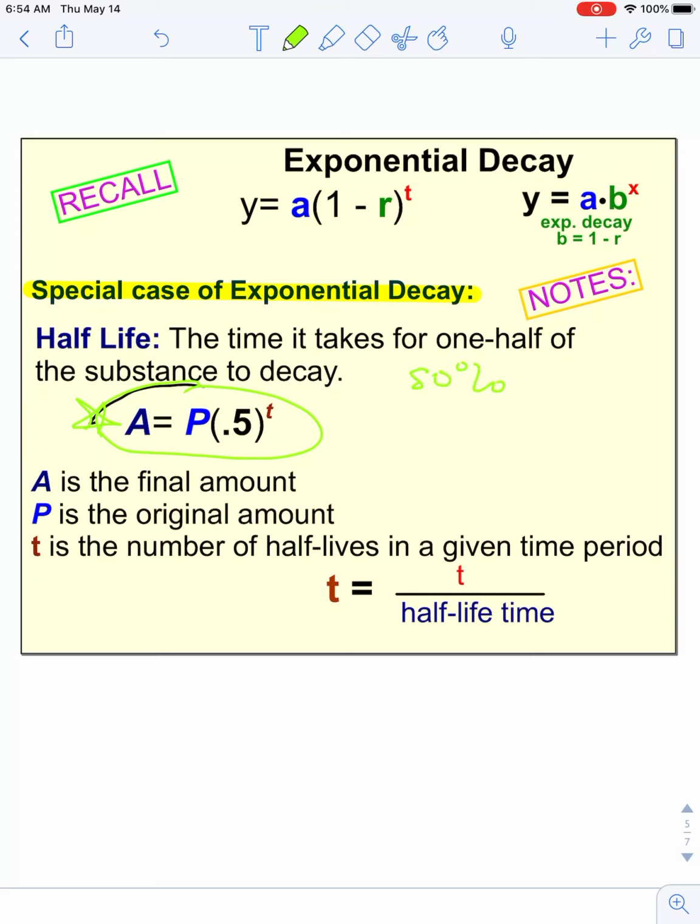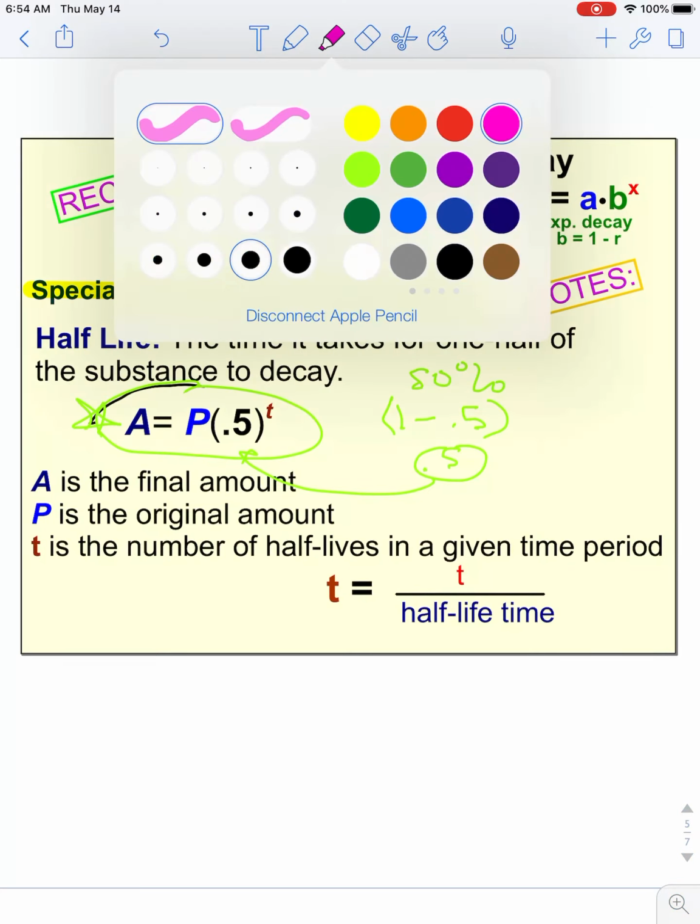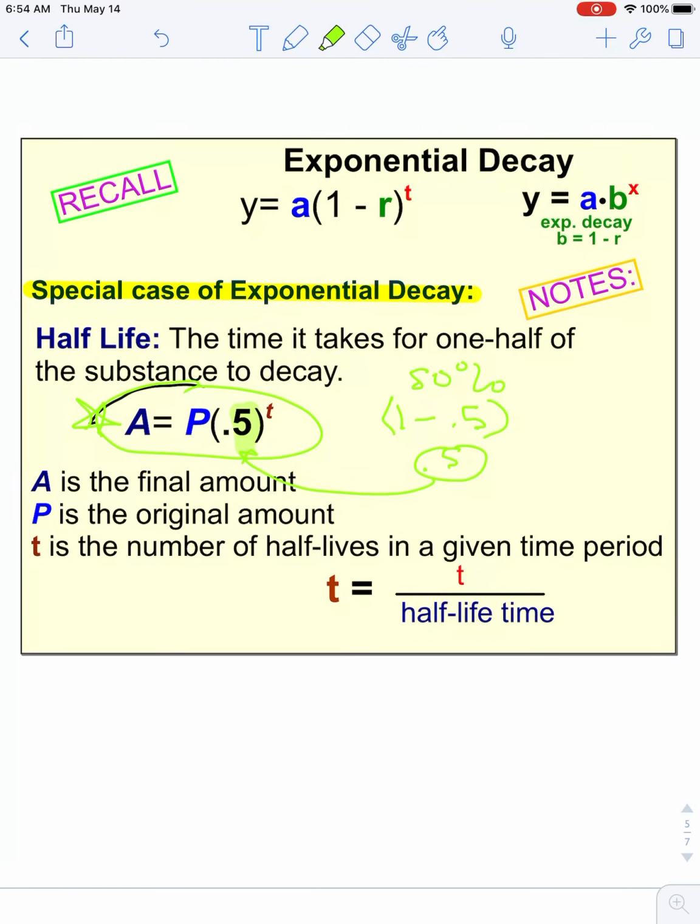So if we take our rate and put it in as 1 minus 0.5, that equals 0.5. So that's why we don't need to write that in all the time. That's going to always stay the same because the rate that it's decaying is always 50%. So this part right here is always going to be 0.5. So we don't need that 1 minus.